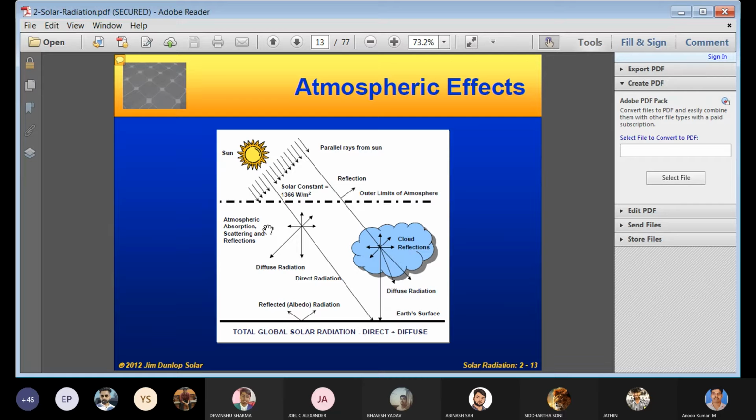Now what is happening? Atmospheric absorption, scattering and reflection. We have the atmosphere, many particles, gases, water vapor, pollutants. They will absorb it, reflect it, scatter it. We have clouds, which also do all these things. And apart from that, we have greenhouse gases that will also absorb. And that is the problem we have discussed, global warming.